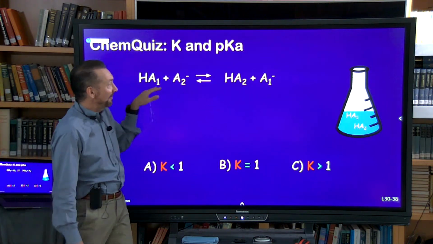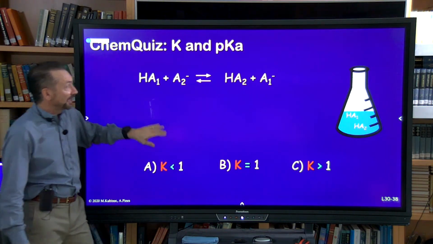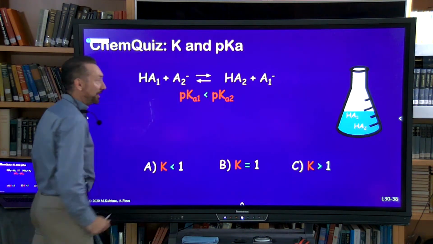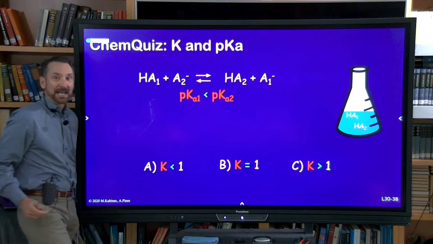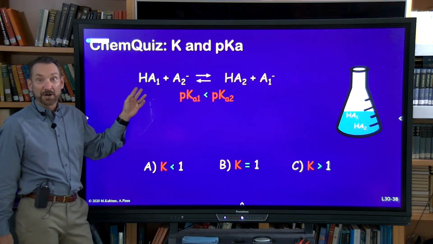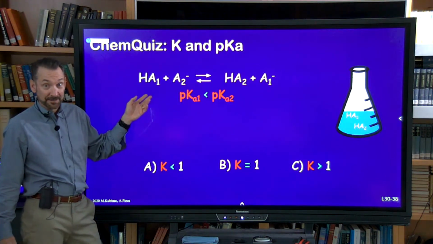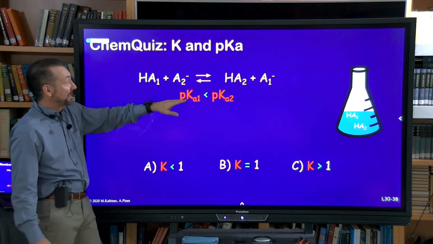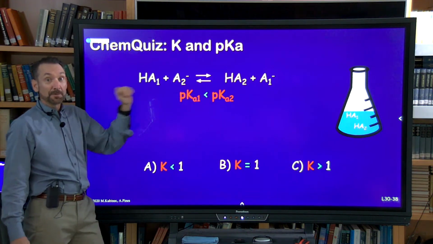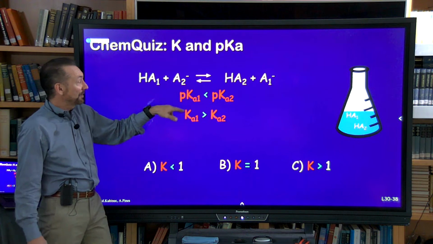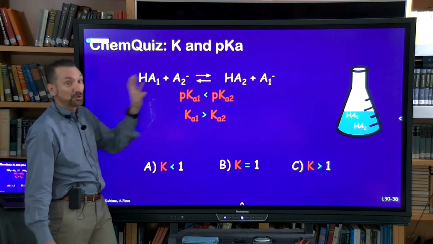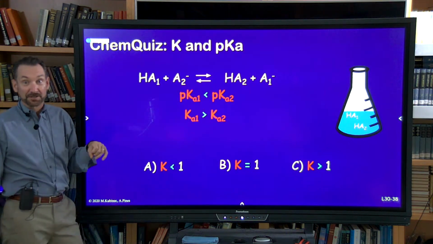So we have some information to tell us how that will work, but we saw that the pKa1 is less than pKa2. So we know something about the relative strengths of the acids. We know something about the strengths. In fact, we know their Ks. We know the equilibrium, pKa, and we know Ka and Kb. So we know how strong the acids are relative to each other.